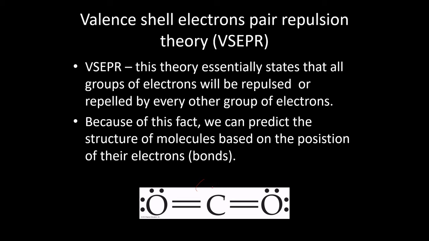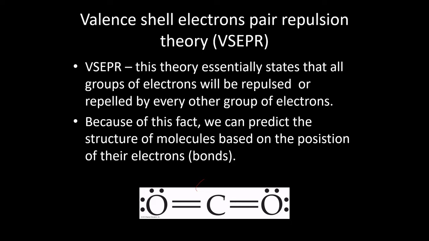Alright, let's talk about valence shell electron pair repulsion theory, or VSEPR, as it is called for short, or VSEPR, depending on who you talk to. I usually call it VSEPR. What this theory is all about is the shape of molecules.